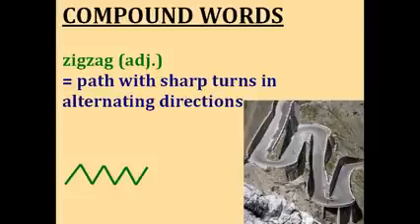Zigzag. This is a fun word to say, zigzag. Something that is zigzag follows a path with sharp turns in alternating directions. You can see that green line that goes back and forth. And the picture shows a zigzag road.